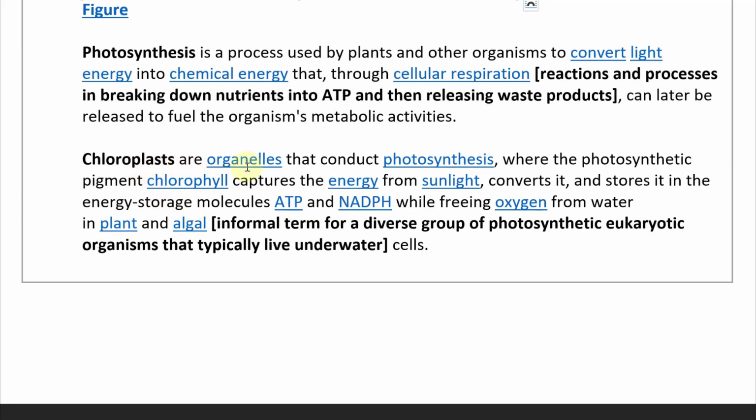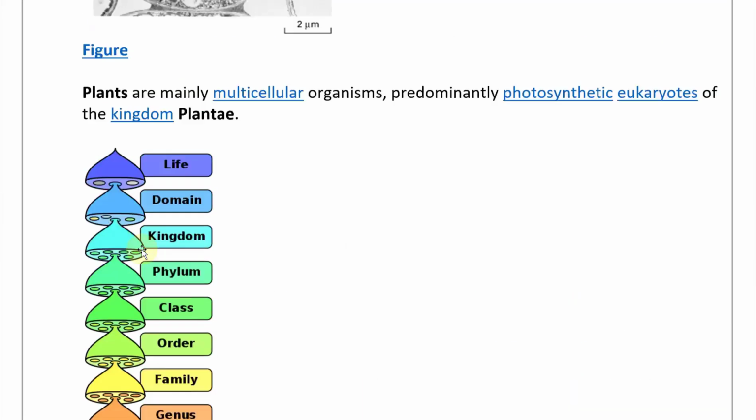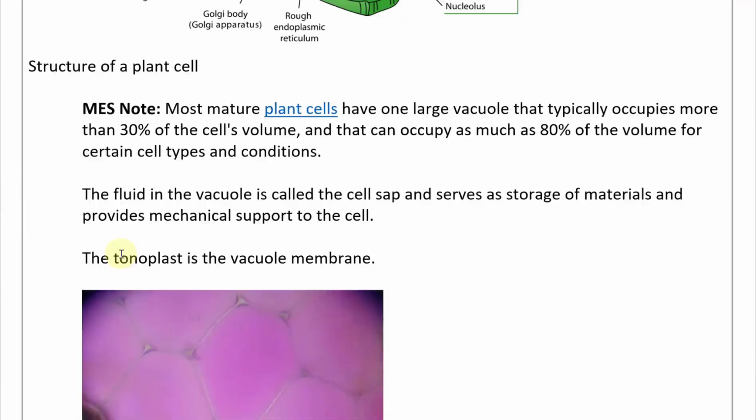And chloroplasts are organelles that conduct photosynthesis, where the photosynthetic pigment chlorophyll captures energy from sunlight, converts it, and stores it in the energy storage molecules ATP and NADPH, while freeing oxygen from water in plant and algal cells. Algal is an informal term for a diverse group of photosynthetic eukaryotic organisms that typically live underwater.